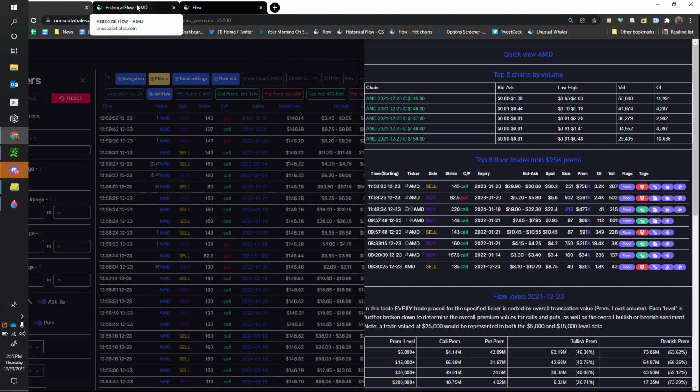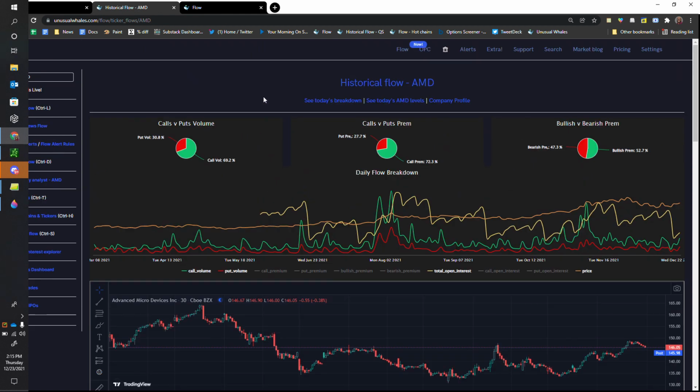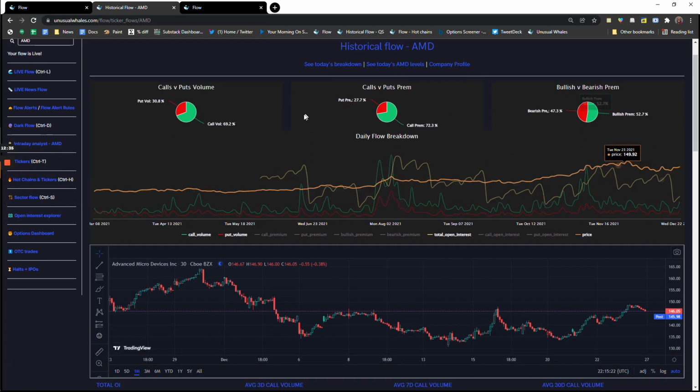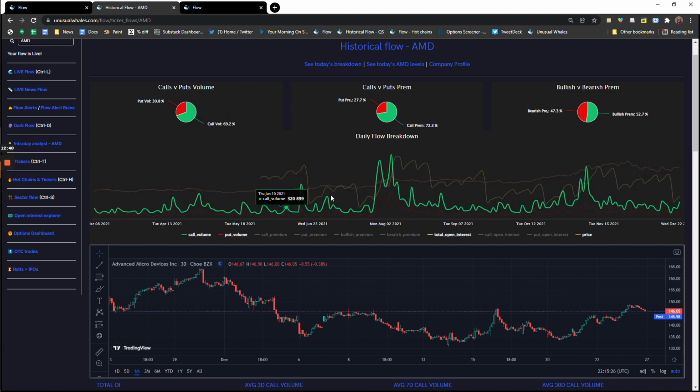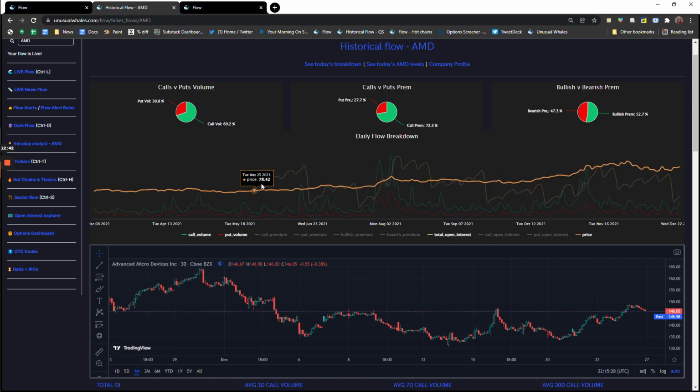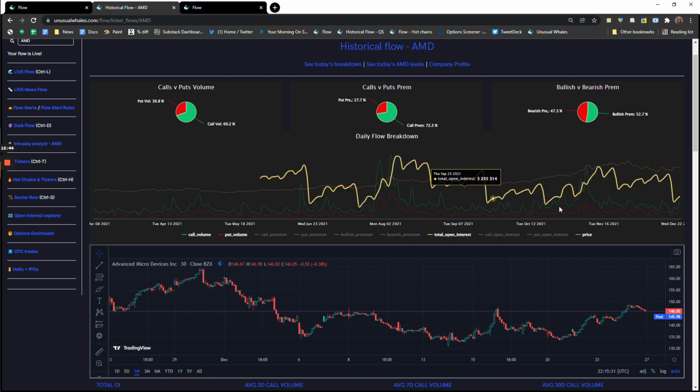The next thing I want to go through is the historical flow page. This one's really cool. There's a lot of uses that people don't really know about. So one of the key things I look at is this graph right here. Chart, I don't know what you call it. I'm not a mathematician. These squiggly lines right here.